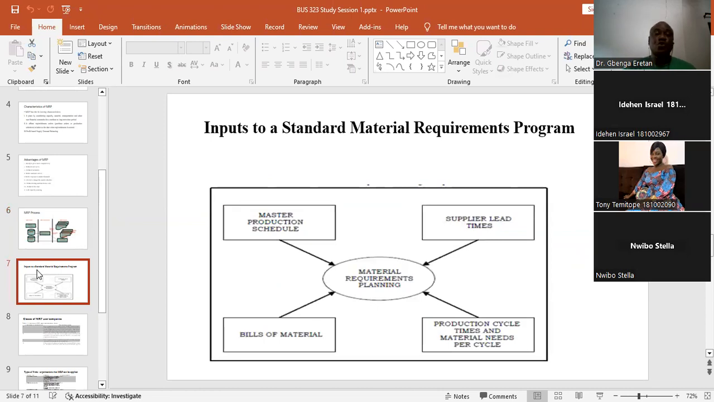Now we move on to the input of a standard material requirement planning. I did mention to you earlier that the material requirement planning processes has 3 stages. I said we have the input stage, the processing stage, and the output stage. And under the input stage, we told you that we have what is called the master production schedule, and that is one of them, and the bill of material.